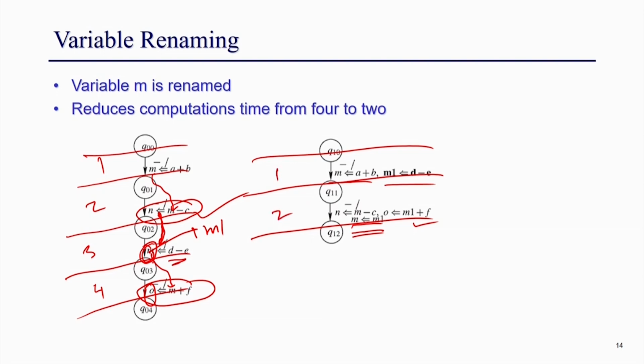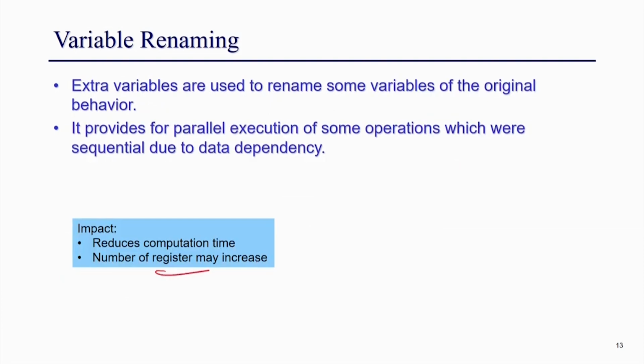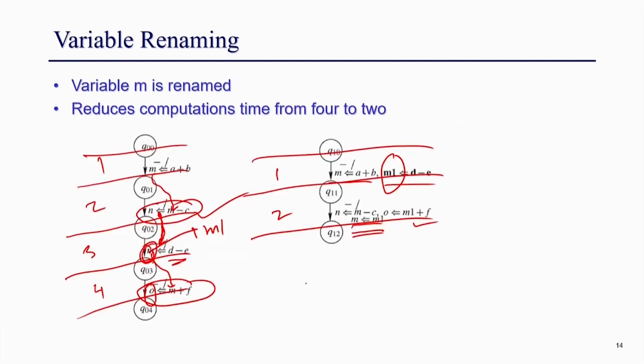So variable renaming definitely helps in improving the number of time steps required to execute a behavior, and hence the computation time. But on the other hand, I am defining some extra variables, so I may need some extra registers to store them. That may increase the number of registers, so this might have a little bit of side effect. But if you have a lot of these write after read dependencies, then this is definitely going to break that dependency, and you can execute your behavior in fewer time steps.